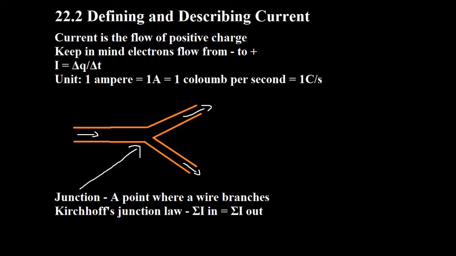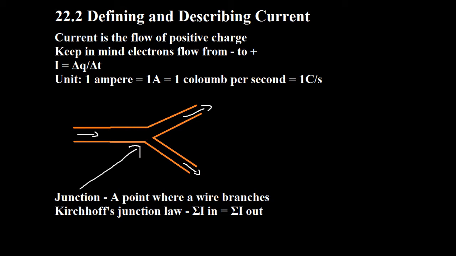Now technically, current is the flow of electrons from the negative side to the positive side, but electrical engineers have decided to adopt the positive charge flow convention, and it has stuck ever since. Current is defined as the change in charge divided by the change in time. Now the unit is 1 ampere, which is 1 coulomb per second.